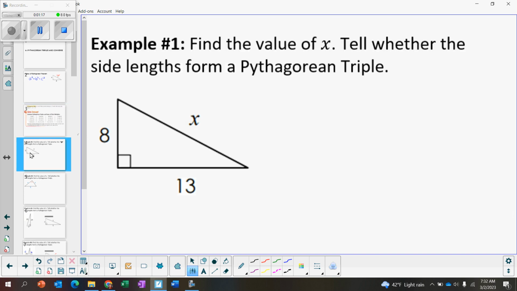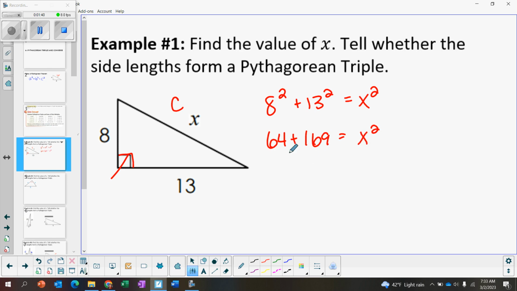For our first example, let's find the value of x and tell whether the sides form a Pythagorean triple. I'm always going to identify my c value first. Opposite the right angle is c, so 8 and 13 are a and b. 8 squared plus 13 squared equals x squared. We square the 8, square the 13, and set it equal to x squared. Combining these, I get 233 equals x squared. My last step is to take the square root of both sides, and rounding to the tenth, I get 15.3.